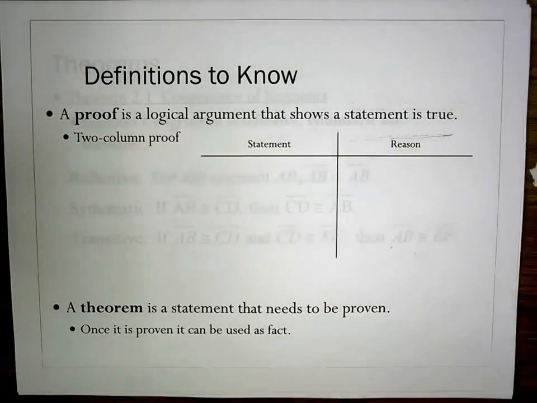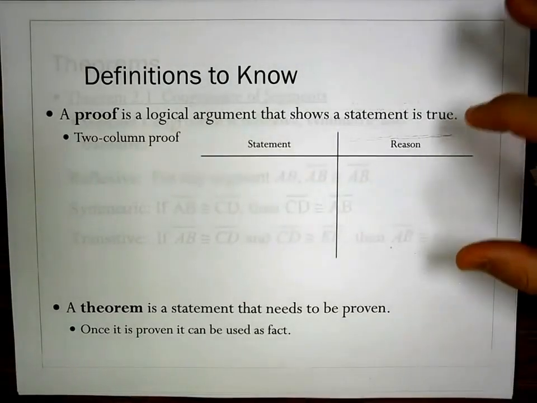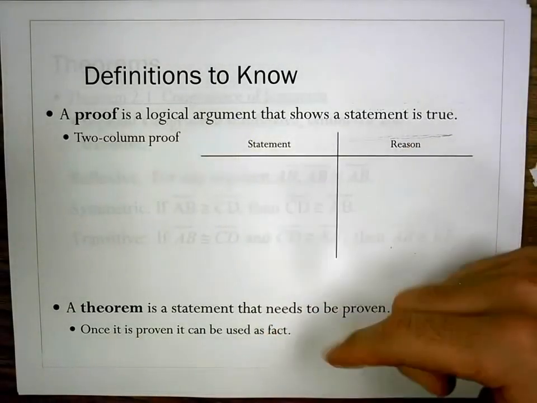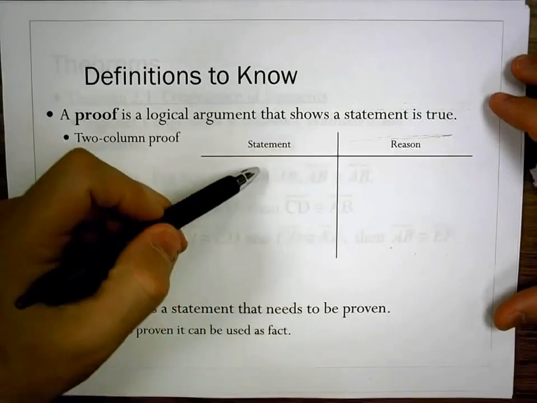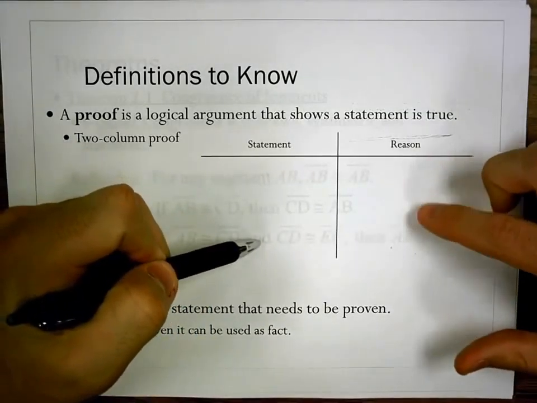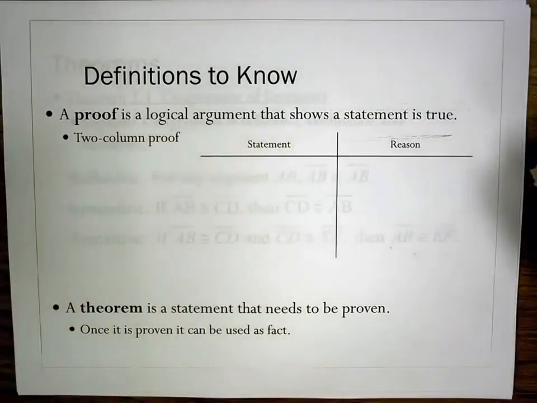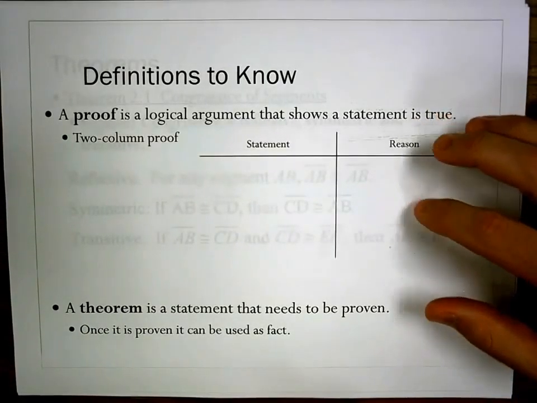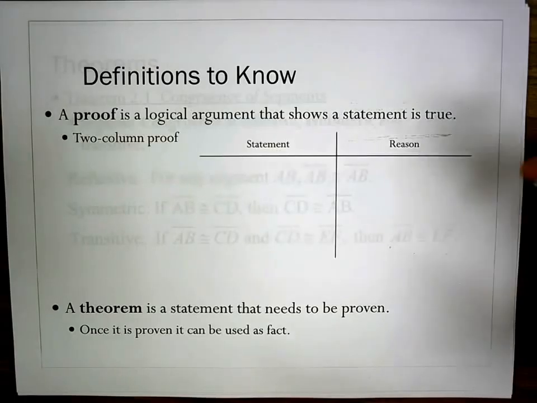A proof is a logical argument that shows the statement is true. Your book will typically show it as a two-column proof, as listed here. We talked about algebraic equations yesterday, so you could write your steps out to solve and then your reasons to go with it. And if you look in 2.5, we talked about addition, subtraction, multiplication, division. We would list those reasons along the two-column proof.